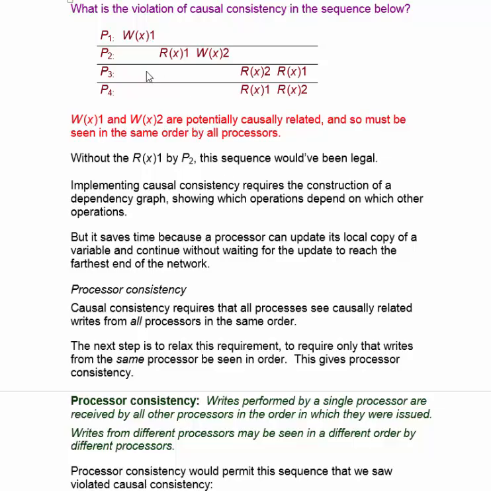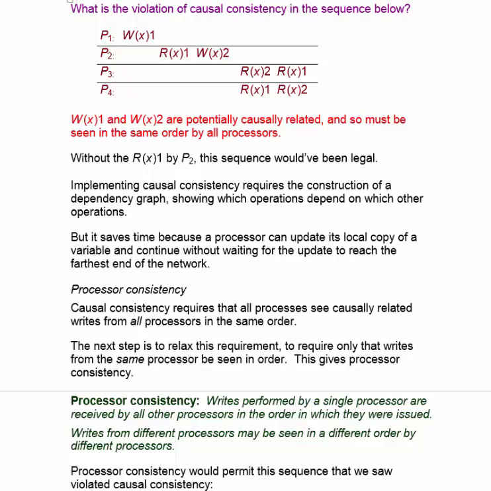Well, the violation is that these two writes are causally related, because P2 reads the value of X that's written there and could potentially use it to compute the value of X that it writes right there. So those two writes need to be seen in order by all processors. If we didn't have this read there, then we have two writes that were not causally related, and it would be okay for them to be seen in different orders by processors P3 and P4.